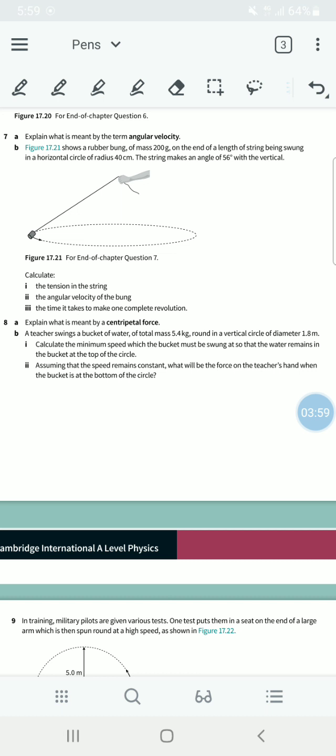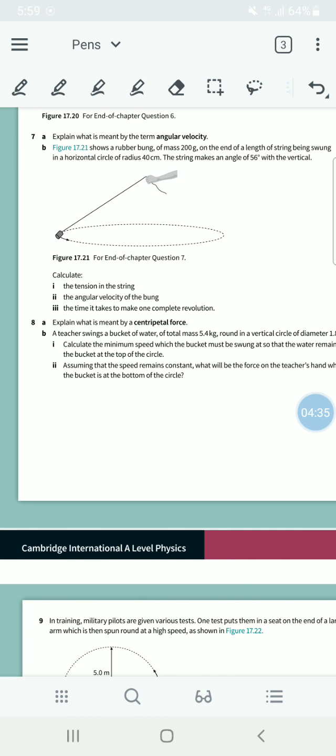So now they are asking, assuming that the speed remains constant, what will be the force on the teacher's hand when the bucket is at the bottom of the circle, right? So at the bottom you are going to have the centripetal force going to be twice mg. Why? One mg is cancelling out the effect, the other mg is the weight of the bucket, right? So both of those are going to be acting on her hand. So F equals 2mg in this particular situation.